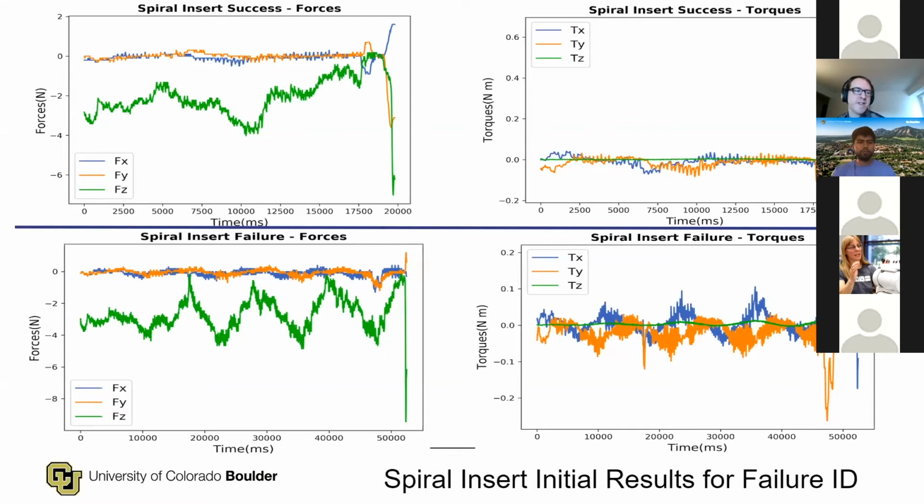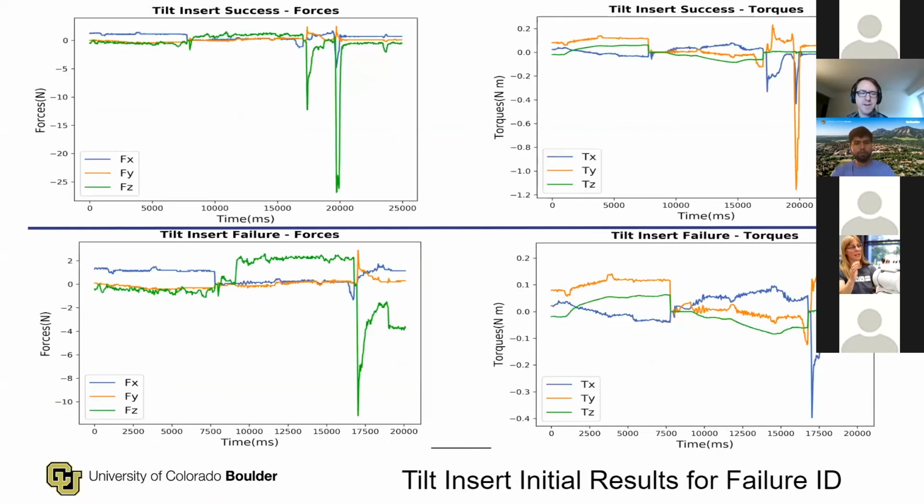So we have similar plots for the tilt insert. For a successful operation, we see a large spike in reaction force against the wrist as the fingers strike either side of the hole. And this spike is less dramatic in the failed attempt. Also in the successful attempt, there is a large spike in torque around the wrist's own y-axis. And so these taken together make it easy to differentiate between success and failure in tilt insert.